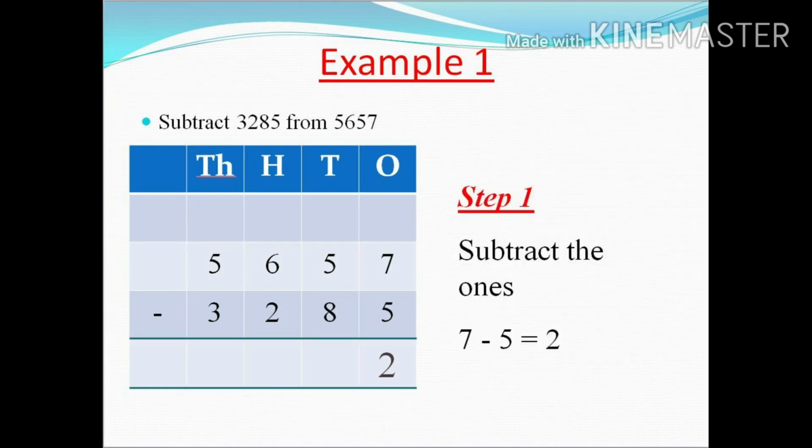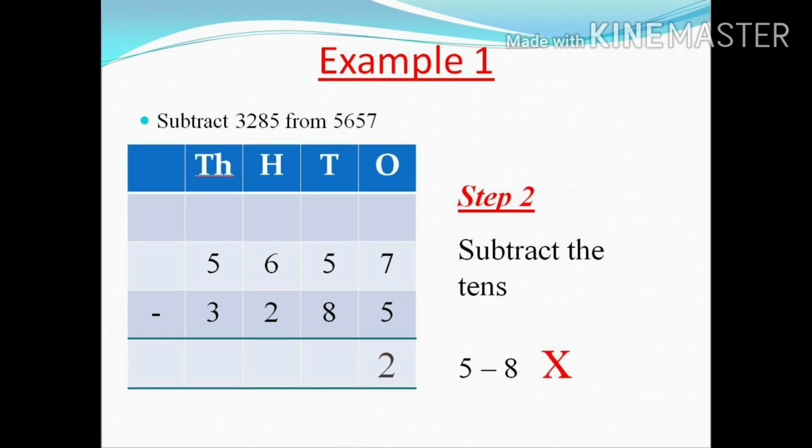You can draw 7 lines and strike 5 lines, or you can take 7 fingers and fold 5 fingers. However, 7 minus 5 we get 2. Write it below the ones column. Next, we subtract the tens. In the tens place, the first number has 5 and the second number has 8. We cannot subtract as the first number is smaller.